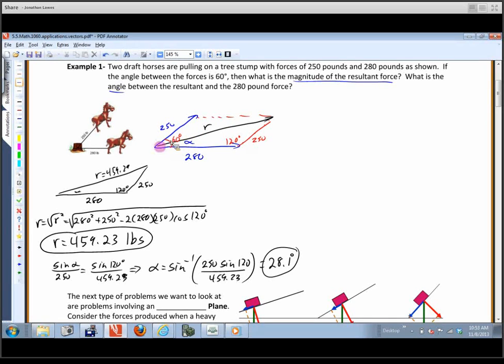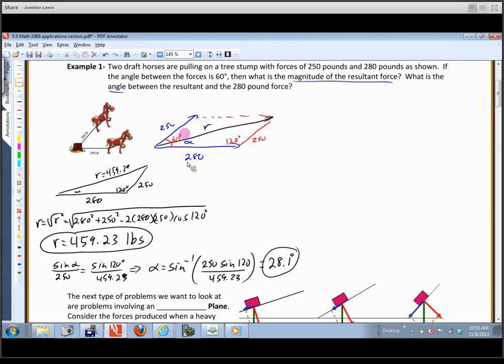So if we've got 60 degrees between the two of them, we would expect the resultant to be closer to the larger of the two forces. If they happen to both be the same, it would be right down the middle. It would probably be 30 degrees for each one of them. Okay, so we've got 459.23 pounds for the magnitude and 28.1 degrees for the angle between the resultant and the 280-pound force. So I told you we'd come back to this.